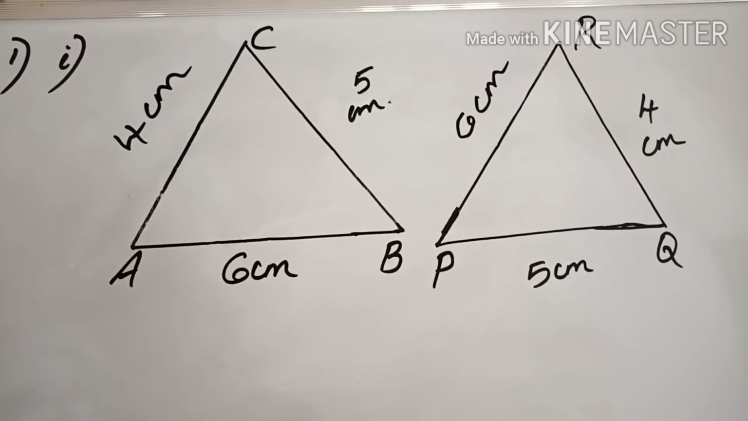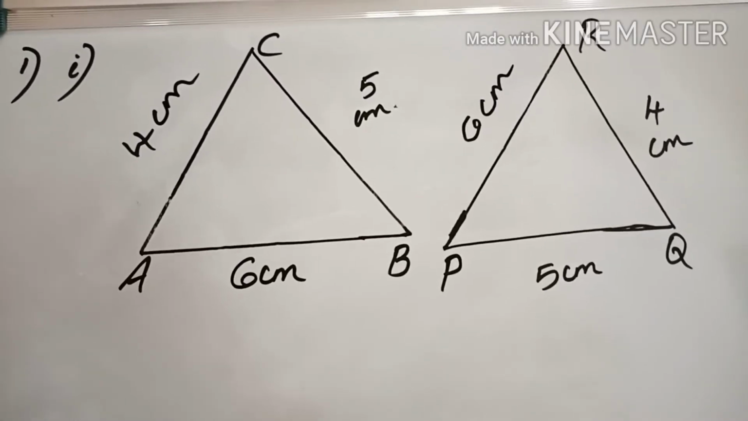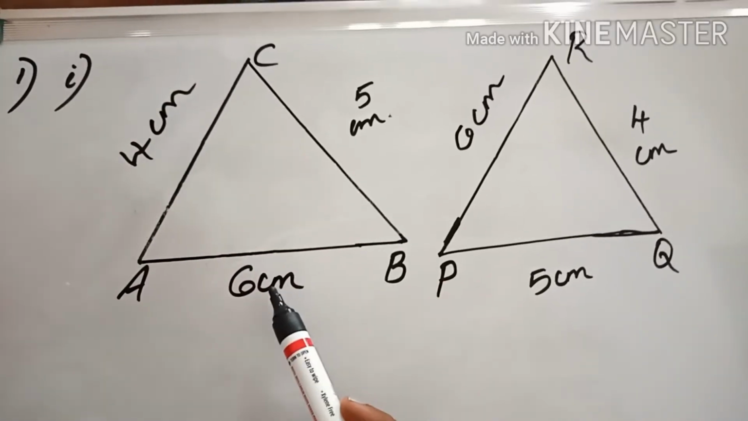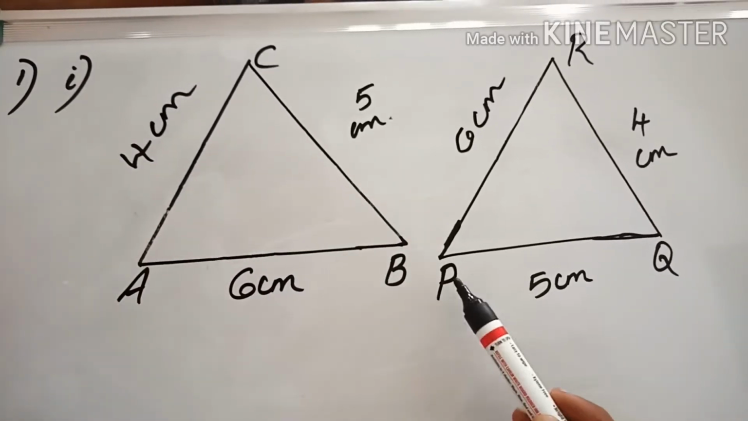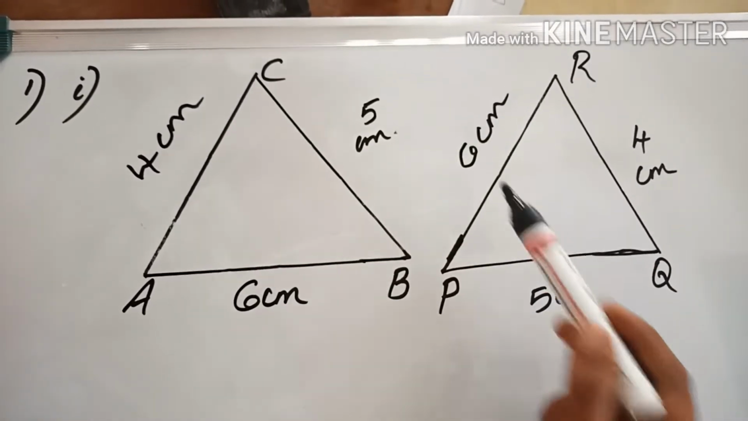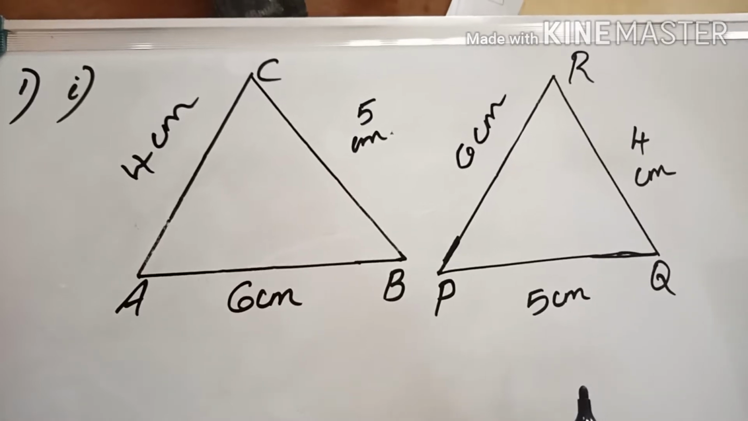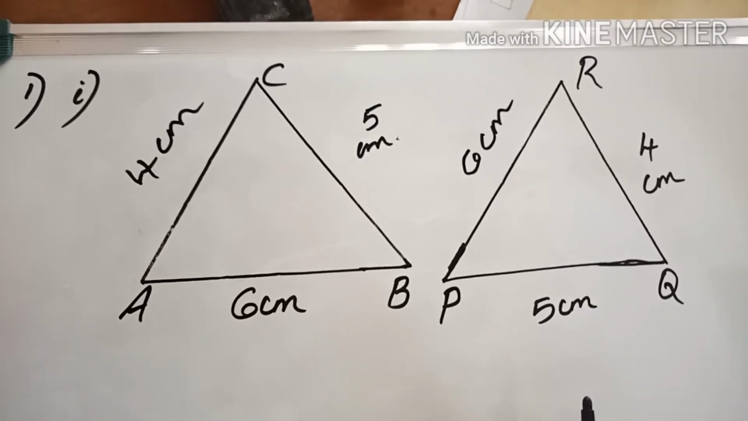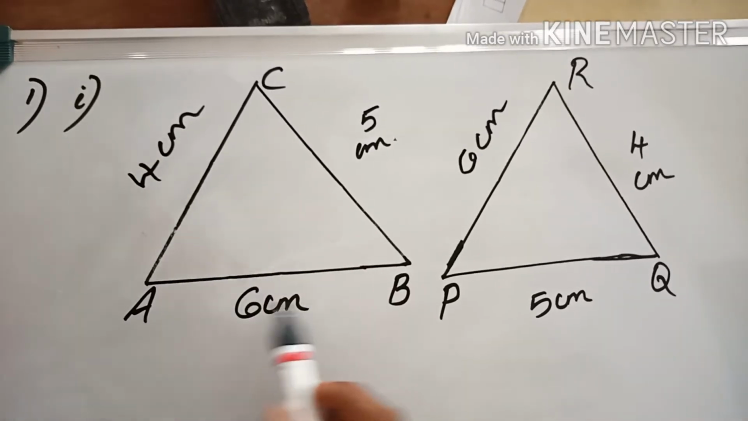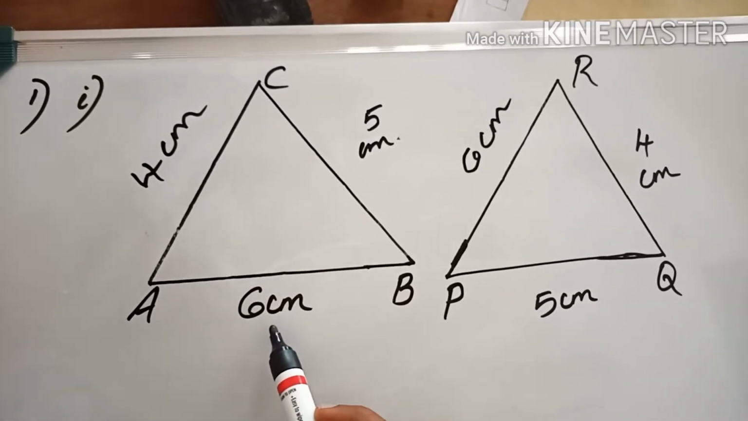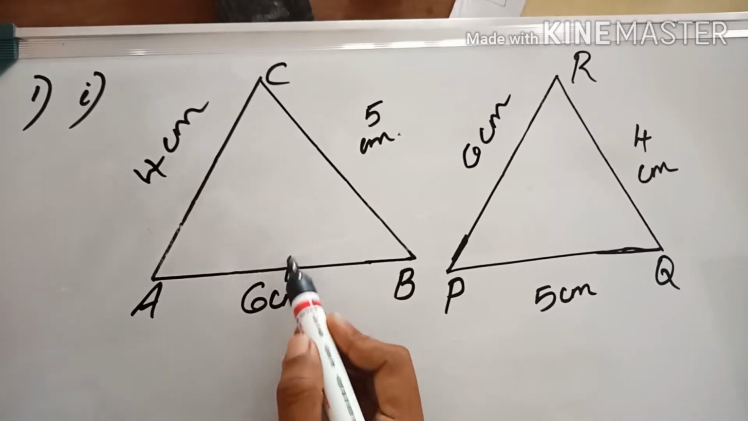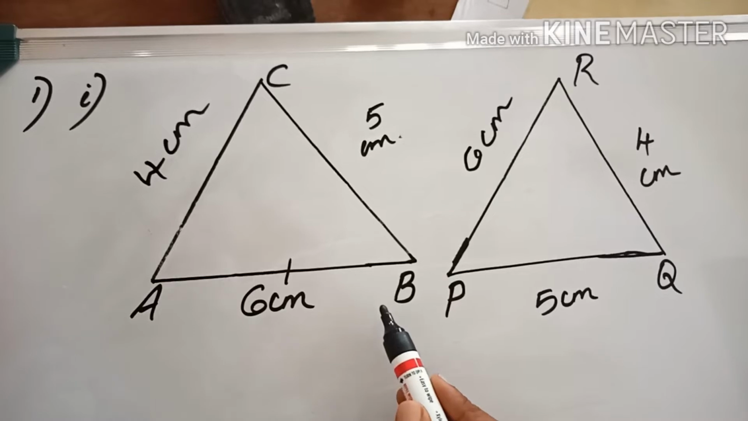In the figure given, the first triangle is triangle ABC with sides 4 cm, 5 cm, 6 cm. The next triangle is triangle PQR with sides 4 cm, 5 cm, 6 cm. Now let's check whether these two triangles have equal sides. Let's check first. Consider the first side, that is AB. Here the base is 6 cm. So this is the first side. Let's note it with one dash.